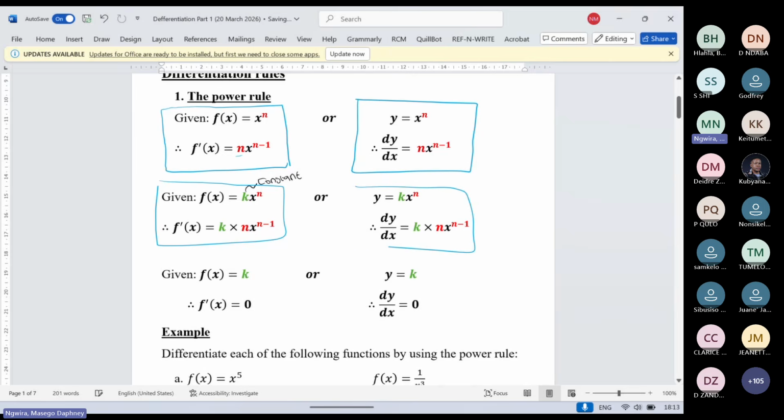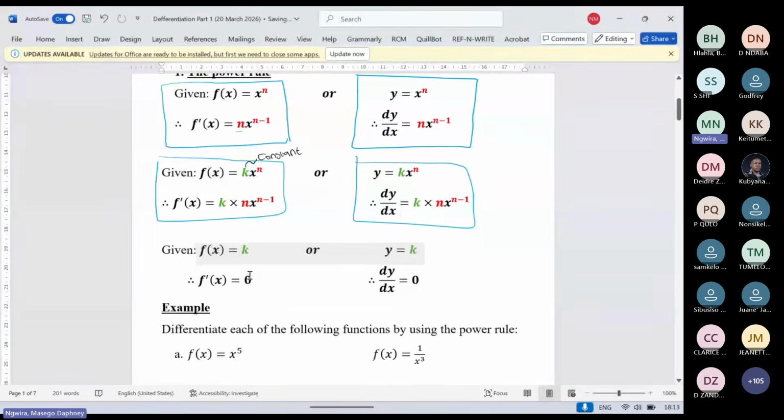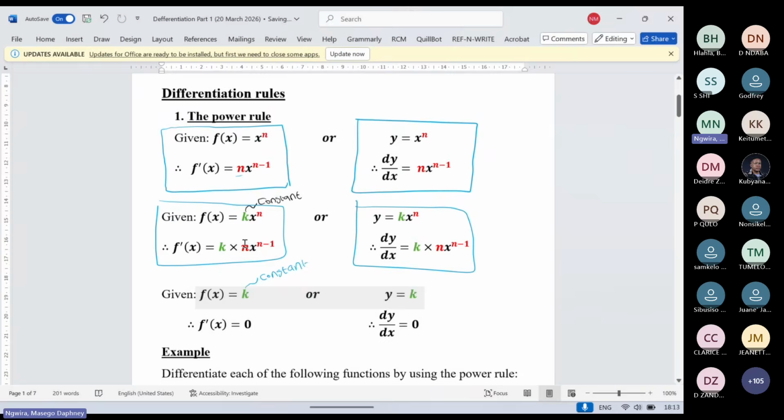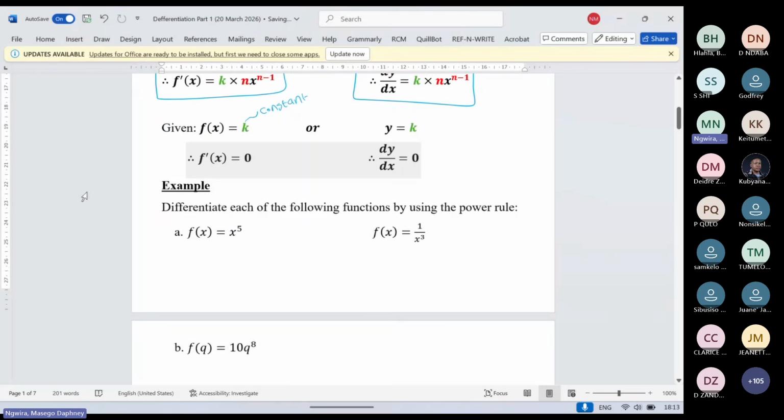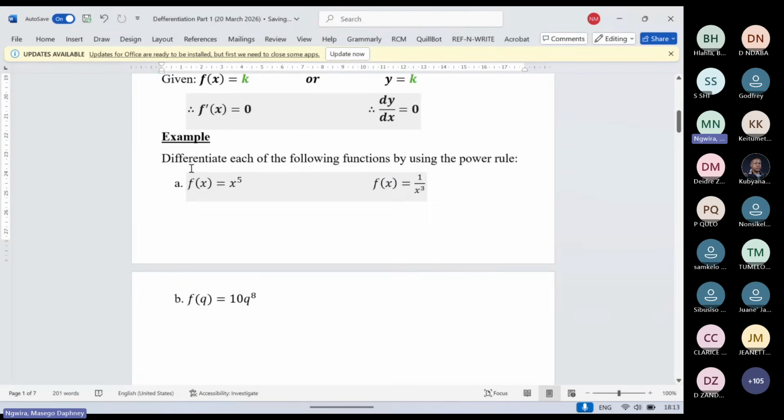Now, if you are differentiating a constant, remember I said that k is a constant, meaning that it can be any number. So if k is a constant, the derivative of a constant is 0. If I say the derivative of 1 is 0, any number gives 0. These rules are very important before we can start the example. So I'm going to apply this on the example so that it can make sense. I understand that for some of you this is new, so I'm going to try and help you understand. Now let's go to the example.